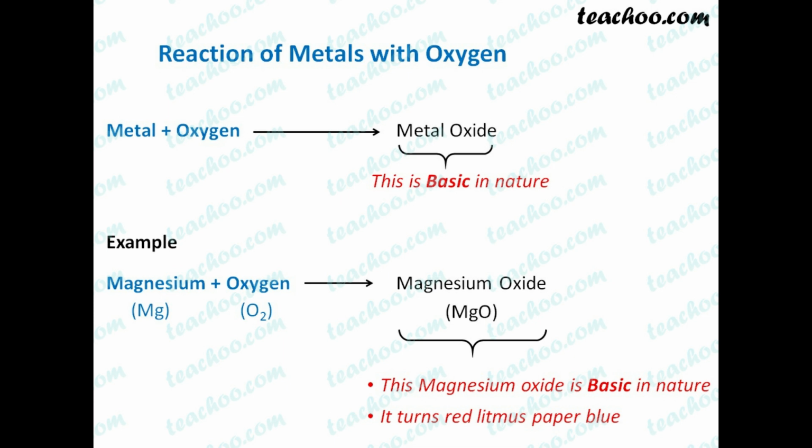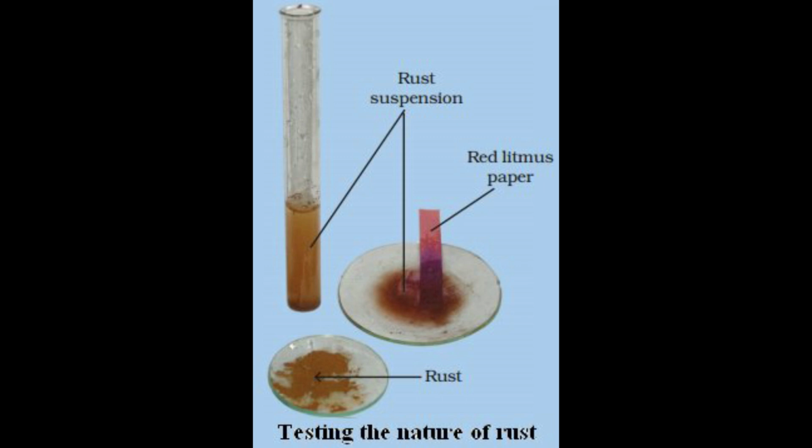Let us see activity 4.3. Let us check the nature of rust formed as a result of the reaction between iron, oxygen and water. Collect a spoonful of rust and dissolve it in a very little amount of water. You will find that the rust remains suspended in water. Shake the suspension well. Test the solution with red litmus paper and blue litmus paper. What do you observe in this solution?